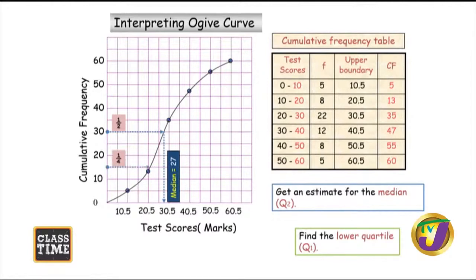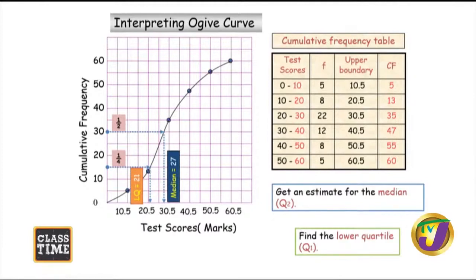of the data set. So a quarter of 60 would give us 15. Again, 15 is just the position. All right, so dotted line to the curve, down to the horizontal axis, that is approximately 21 marks.